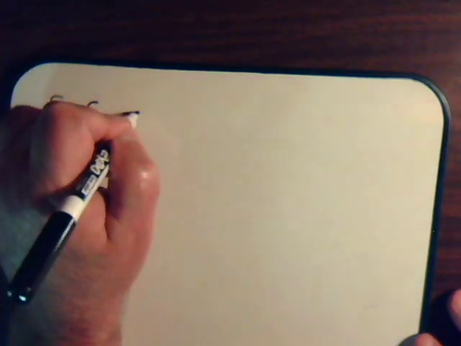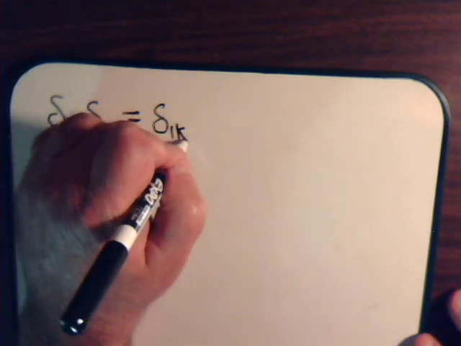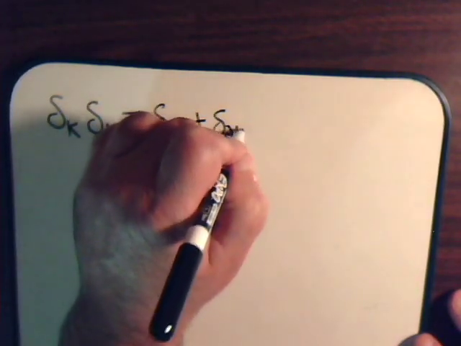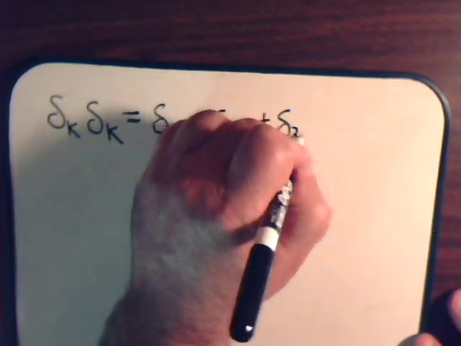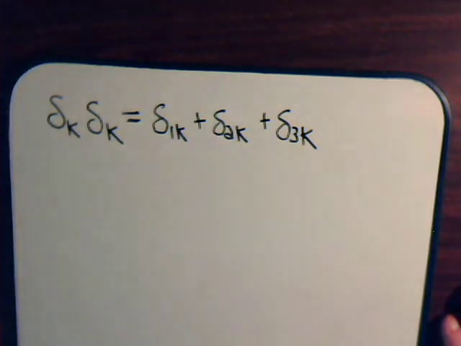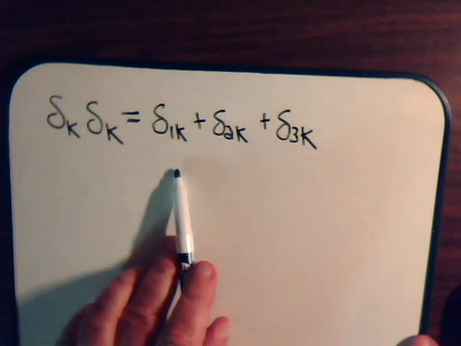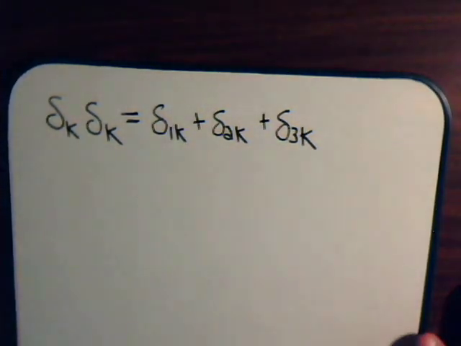So that will equal delta 1k plus delta 2k plus delta 3k. And now this k can be 1, 2, and 3. This can be 1, 2, and 3. And this can be 1, 2, and 3.